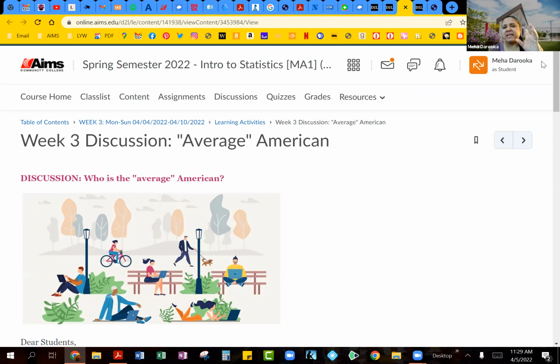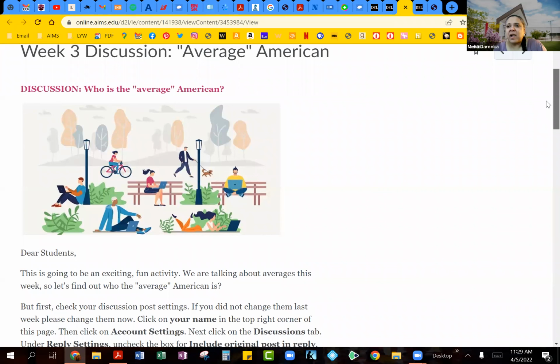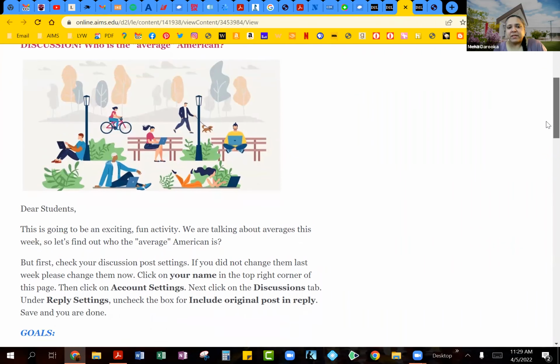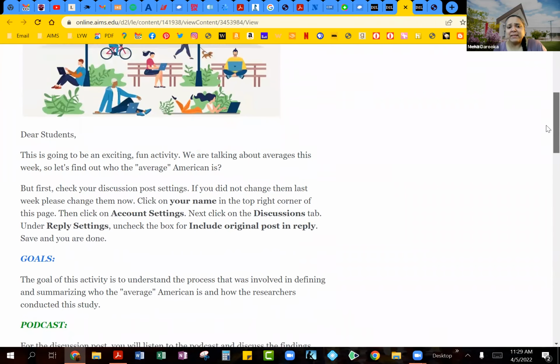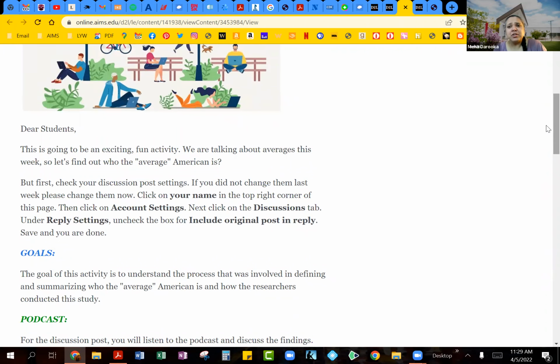So that's where this idea of the average is coming from, right? So our discussion is based on a podcast where they actually talk about how they can find who the average American is. So again, guys, if you did not change your settings last week for the discussion post, I'll put those instructions in here again.